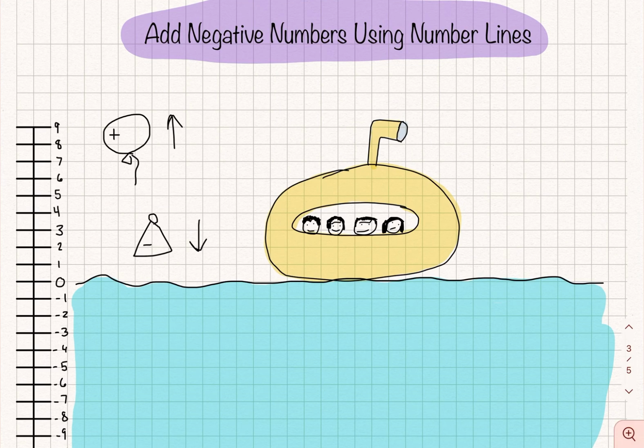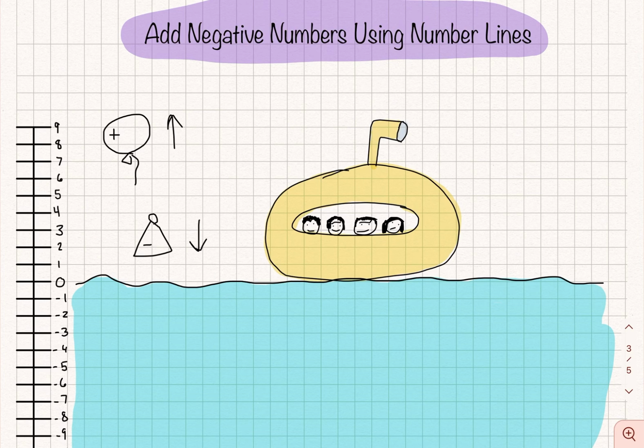In today's math lesson, we're learning about adding negative numbers, and we're going to use number lines to help us with our work today. Now, negative numbers can be kind of a strange idea, and to help understand it, I've made this drawing here, which I think can be helpful in understanding what a negative number is.